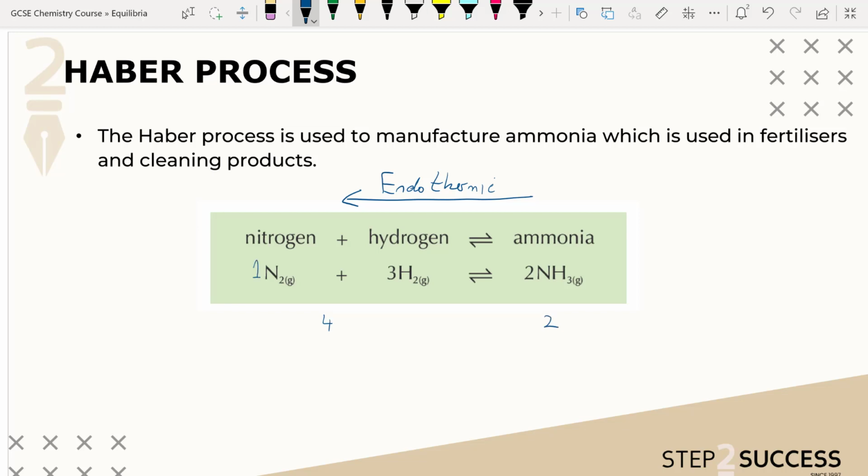So before we even go further, you should understand what happens when I increase the temperature or increase the pressure of this reaction. If I increase the temperature, it favours the endothermic direction. So if I increase the temperature here, I'll produce more nitrogen and hydrogen, which is actually not what I want to do, but that is what would happen. If I increase the pressure of this reaction, I'll get more ammonia, because there's fewer gas molecules on that side.